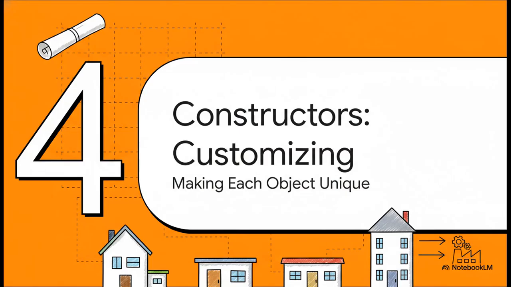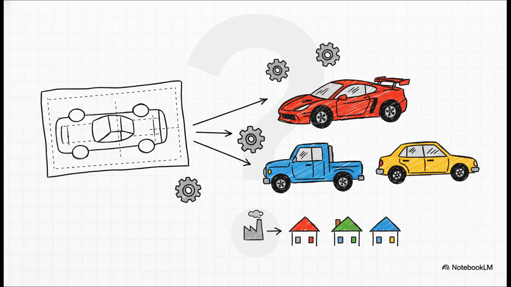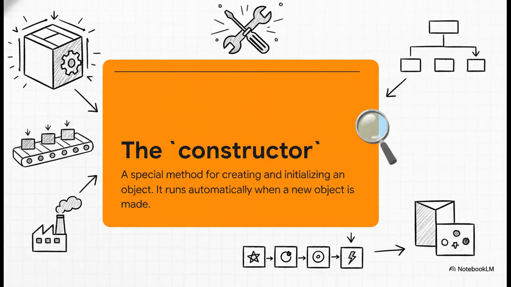All right, we've got our blueprint. But let's be real. If you're building a whole neighborhood, you don't want every single house to be an exact copy. You need a way to make each one a little different. So that brings up a really important question, right? If we're just stamping out objects from the same blueprint, how on earth do we give them their own unique details right from the start? The answer is something called a constructor. It's a special function. Think of it like this. It's the setup instructions that run the instant a new object is created. It's the perfect moment to hand it some custom info to make it unique.